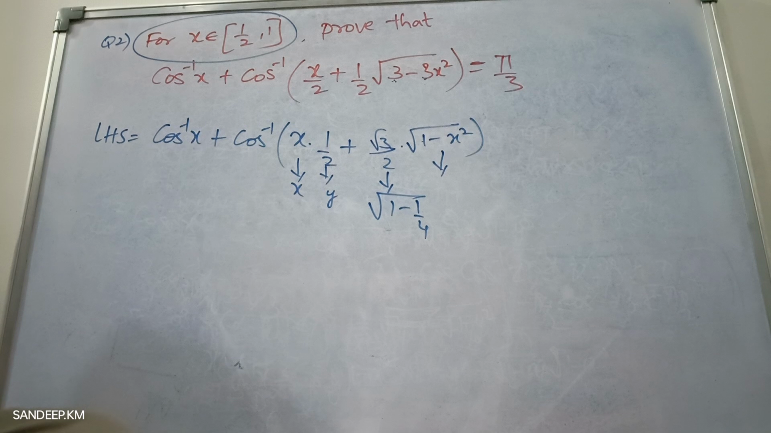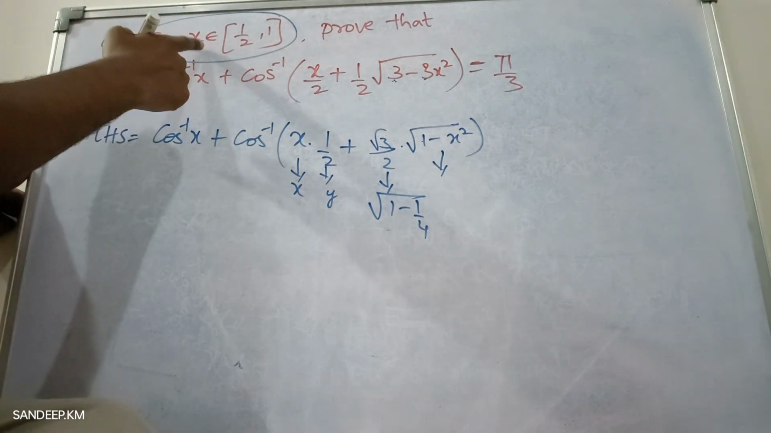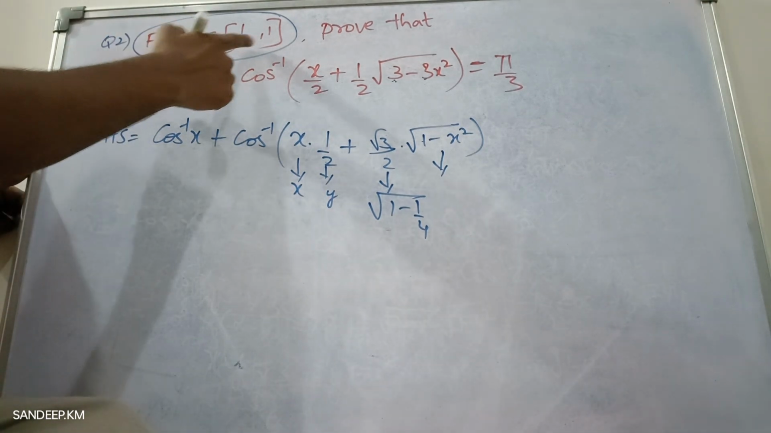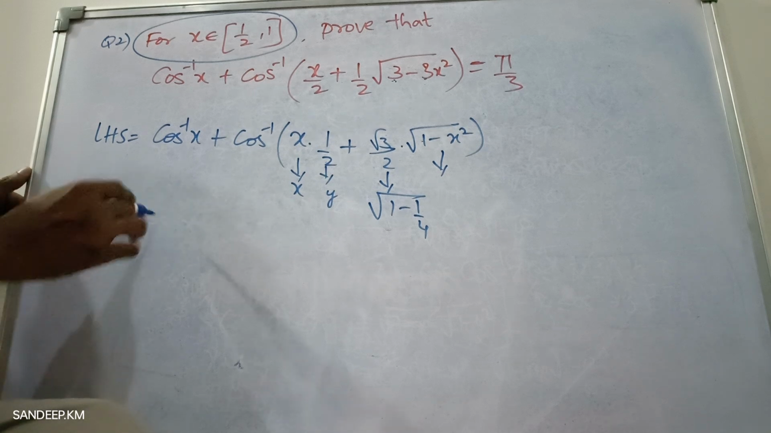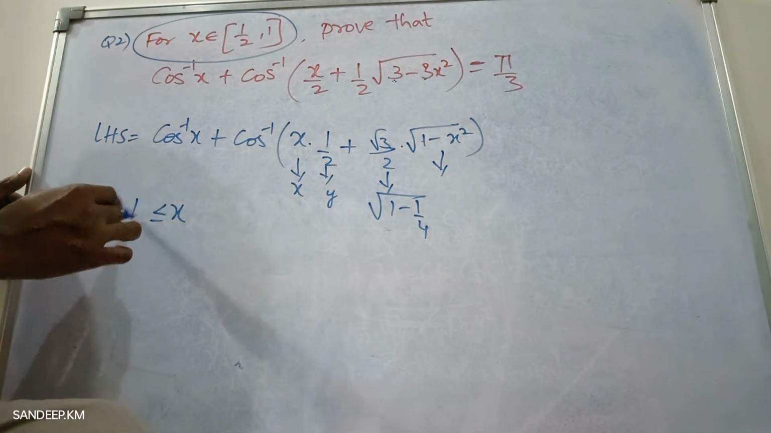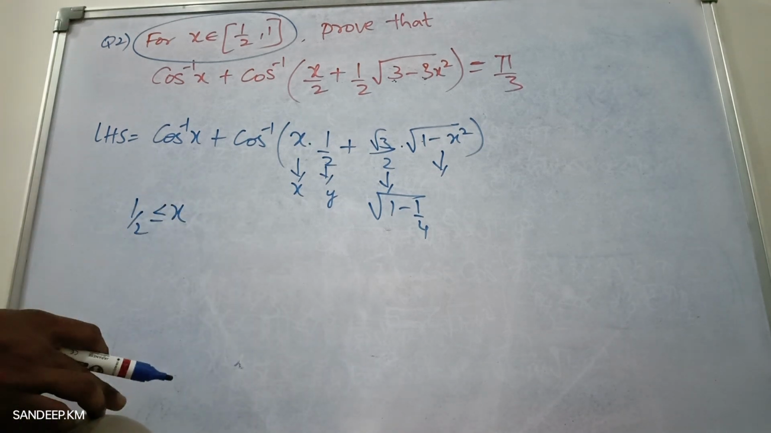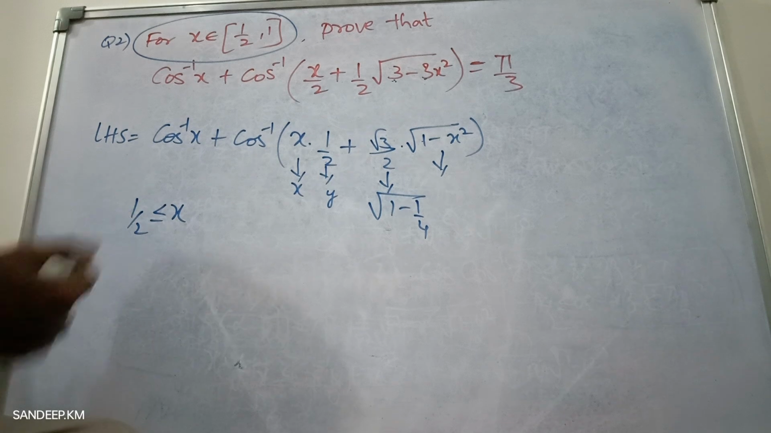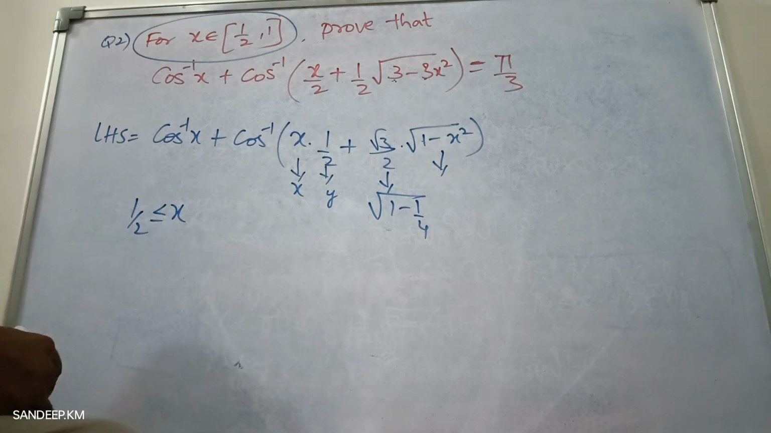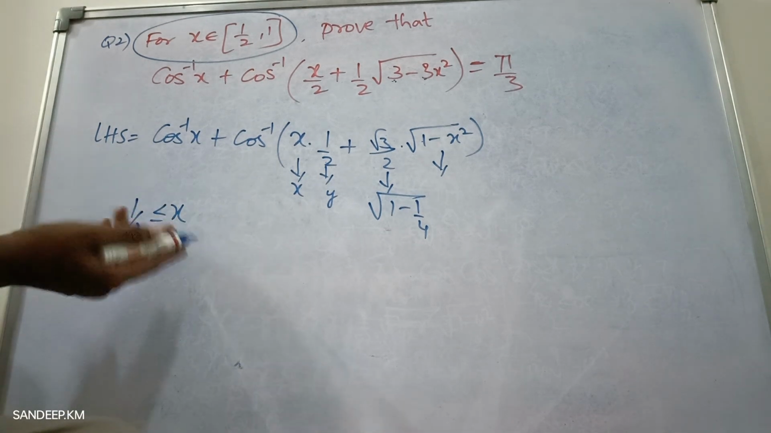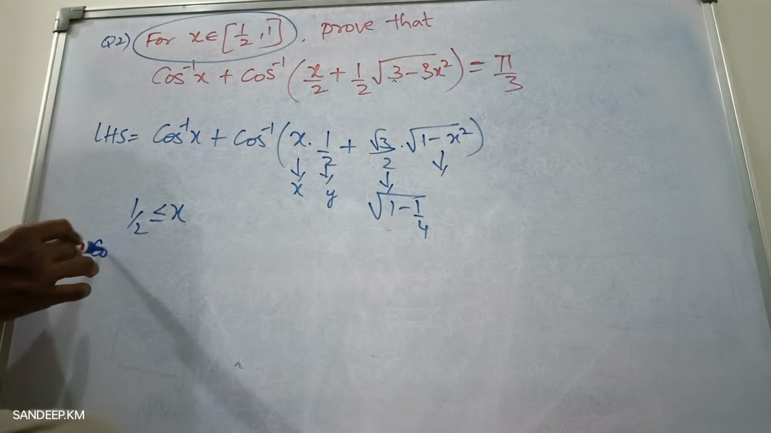What is it, dear students? First of all, come to this. X is between 1 by 2 and 1. Correct or not? What is the meaning of it? X is clearly greater than or equal to 1 by 2, or 1 by 2 is less than or equal to x. Now apply cos inverse on both sides here.